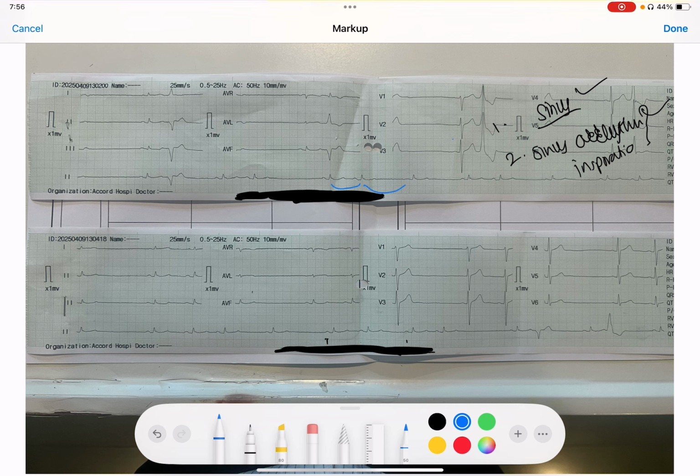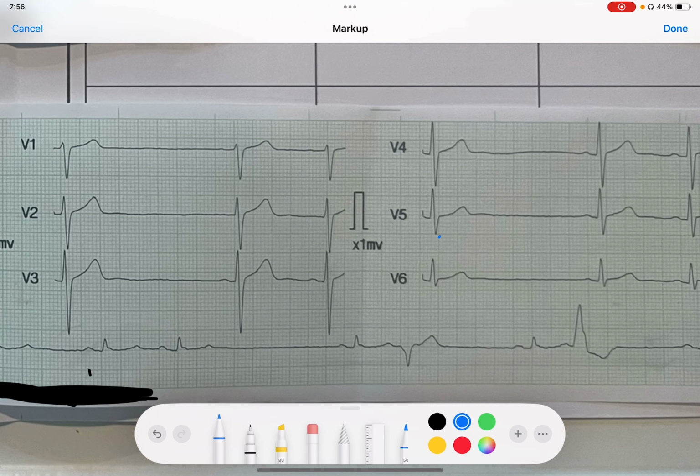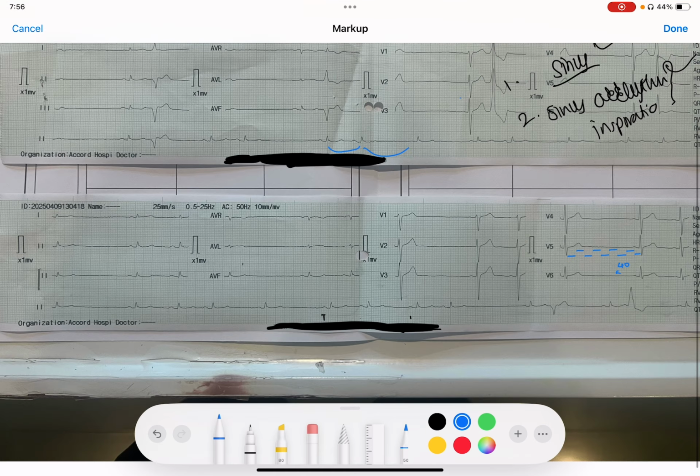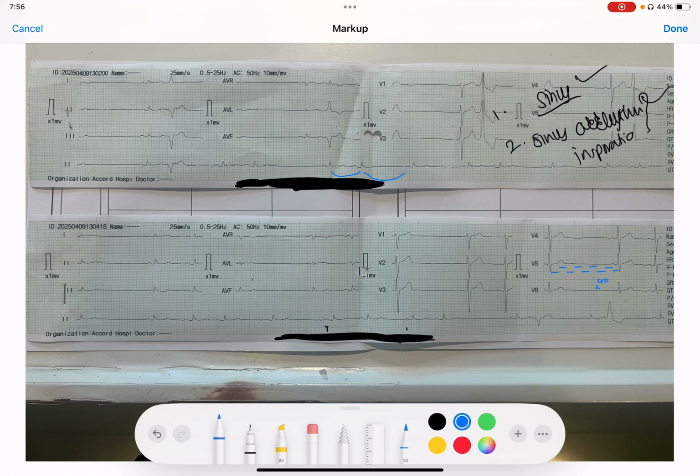Now, if you zoom in here, 1, 2, 3, 4, 5, 6, 7, 8, 9, means the heart rate is less than 40. So this much of bradycardia cannot be justified only on the basis of sinus arrhythmia. This patient was actually an elderly 78-year-old male who was on atenolol 50 milligram.